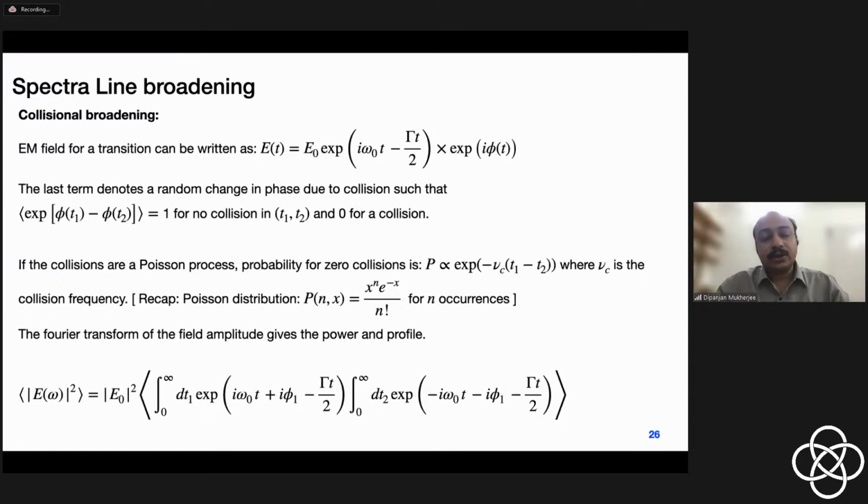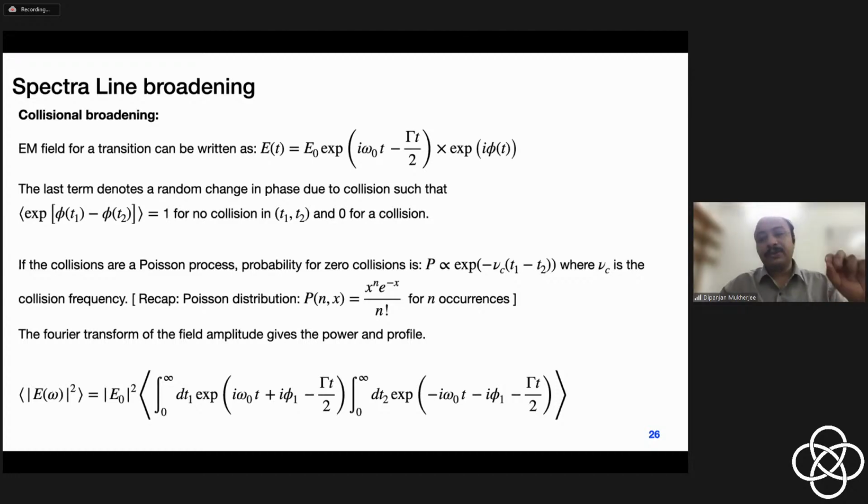So far we saw there are two sources of broadening. One is the quantum mechanical broadening due to the finite lifetime of the particles in a given state. And one is a Doppler broadening due to thermal motions of particles inside the system. And that introduces a Gaussian distribution in the frequencies. Now, there is another broadening, which is called the collisional broadening.